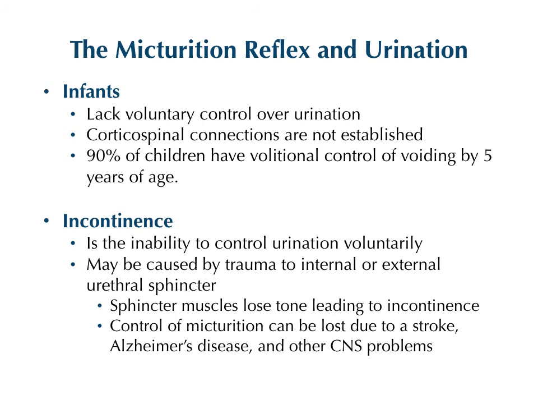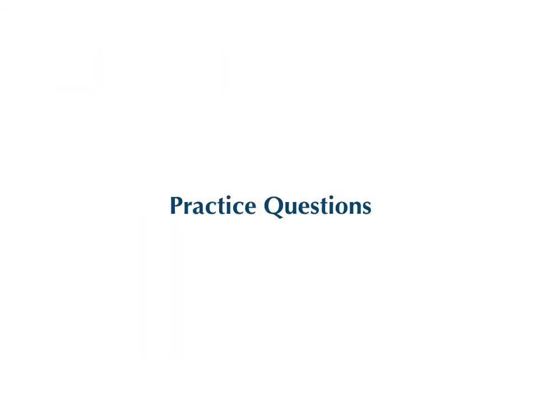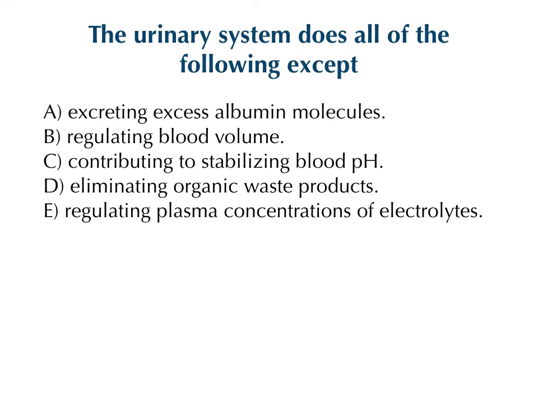Let's now move on to our practice questions. Okay, we'll examine some practice questions now. The urinary system does all of the following except excreting albumin, regulating blood volume, contributing to stabilizing blood pH, eliminating organic waste products, or regulating the plasma concentration of electrolytes. And I hope you select the right answer, which is the urinary system does not lead to excretion of excess albumin molecules. Albumin helps you hang on to your blood volume.